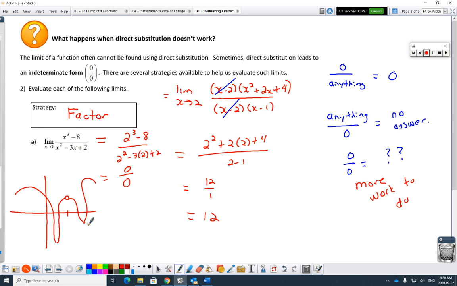The limits didn't say what is the function. We already had that down pat. We already know how to find what is the function. Limits are, where is it heading towards? It's heading towards 12. And now I can tell you where that hole is. That hole is at 2, 12. We've now found the hole.